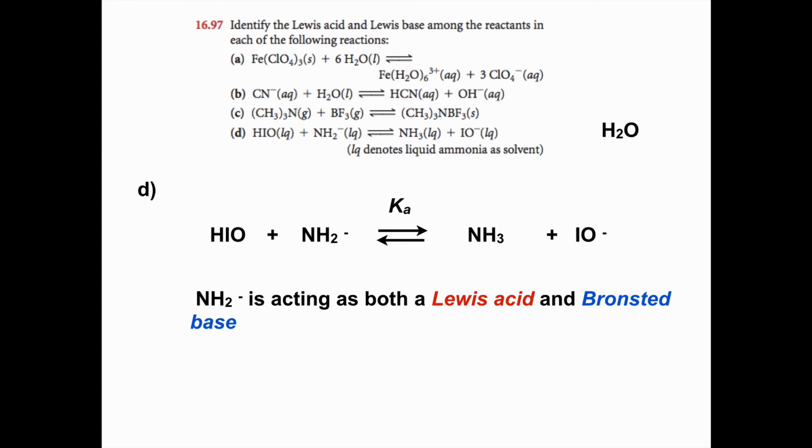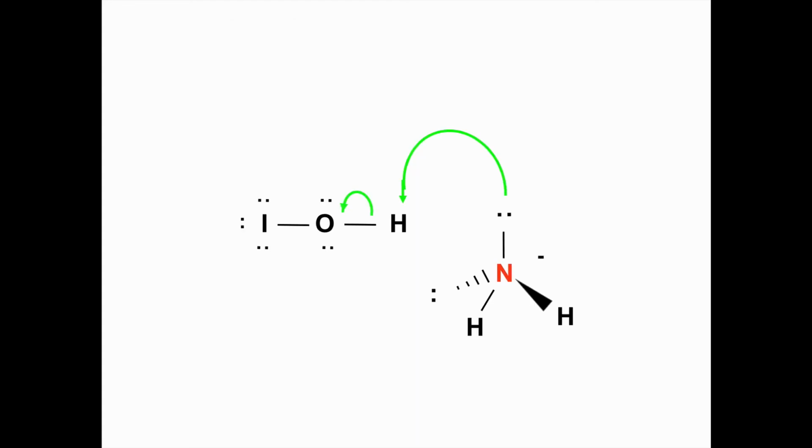So again, right, I'd rather look at this in Bronsted acid-base chemistry, right? H pluses being donated. So the H gets donated. I'm sorry, the electron pair gets donated by the NH2 anion, so it's acting like the Lewis base, and the hydroiodic acid's acting like the Lewis acid.